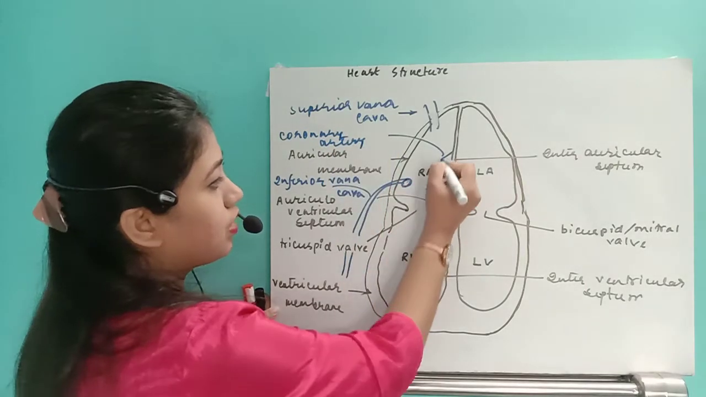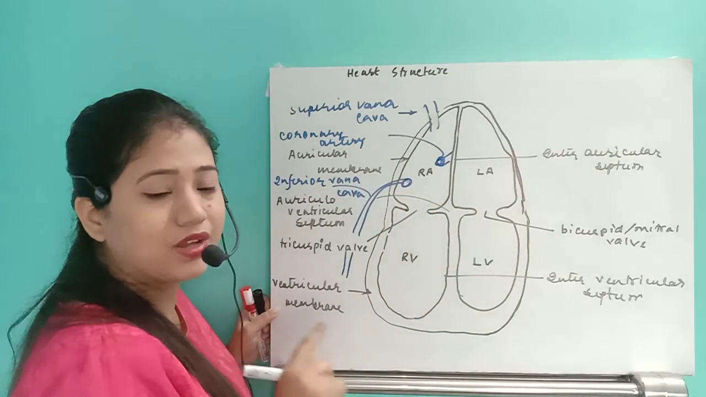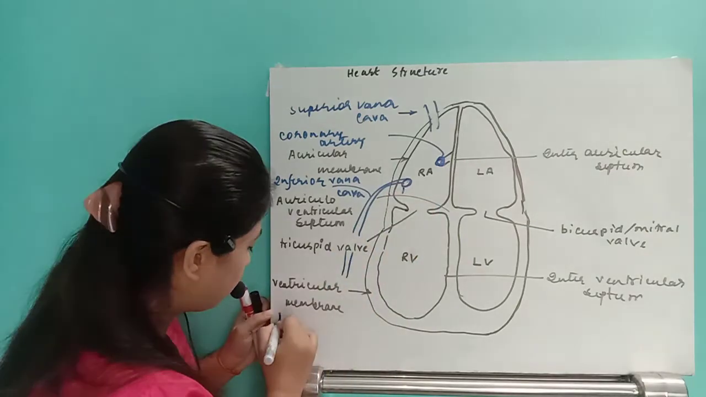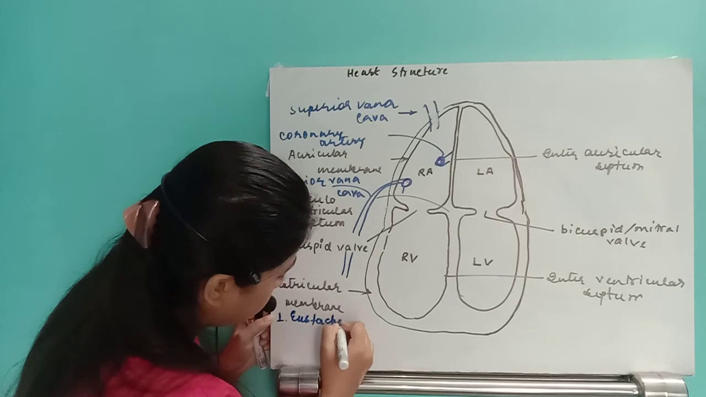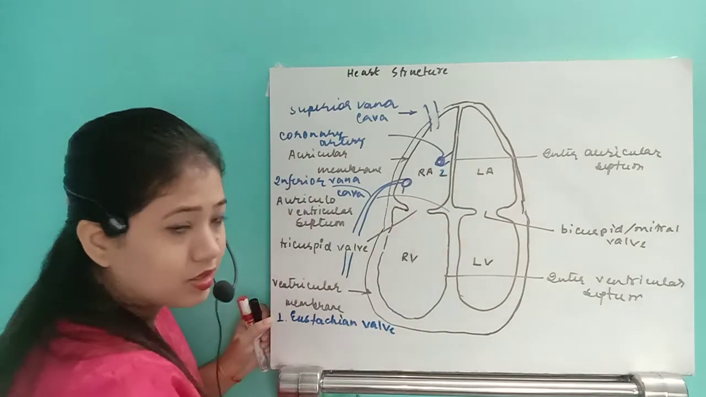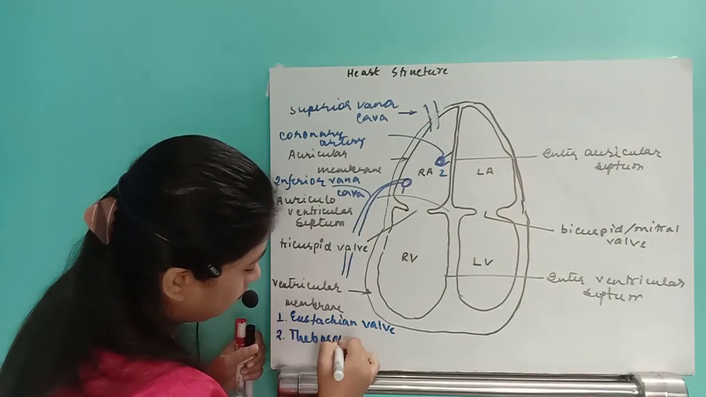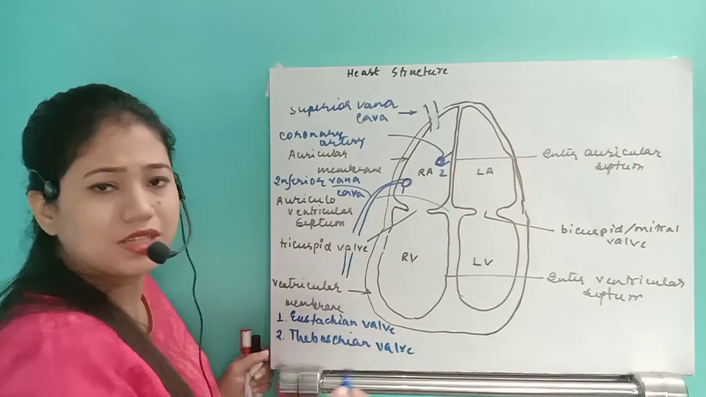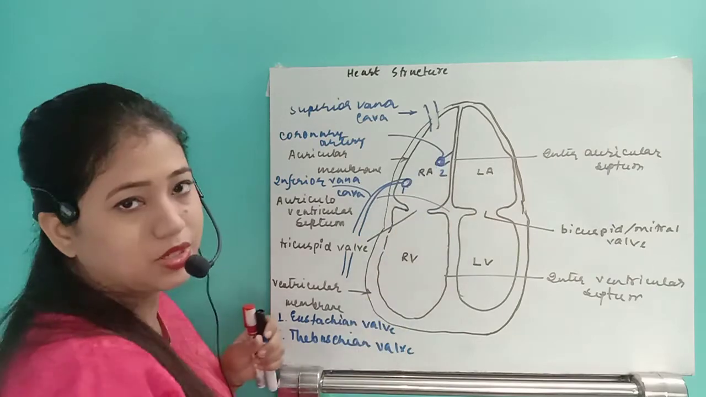You can see there are two valves present. Here there is one valve, there is another valve here. But in the case of the superior vena cava, there is no valve present. What is this valve known as? This valve is known as the eustachian valve. And this one is known as the Thebesian valve, or valve of Thebesius. This is the eustachian valve, and this is the Thebesian valve.